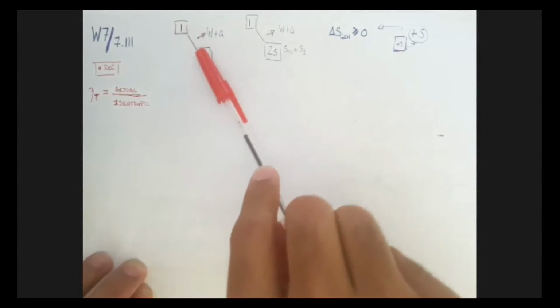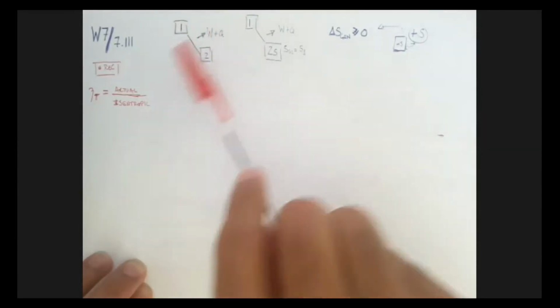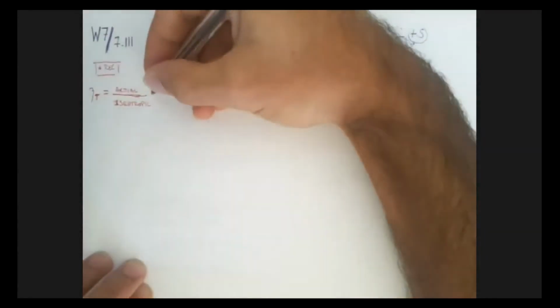Since I have some irreversibilities along the way, I'm going to lose part of that energy that was otherwise useful, and then I'm going to have a smaller energy output by the end of it. So this is my isentropic efficiency.